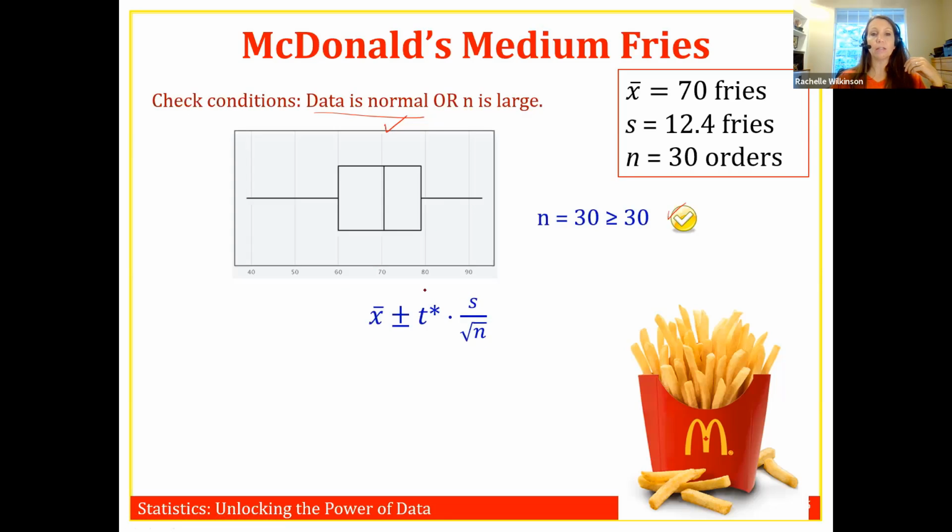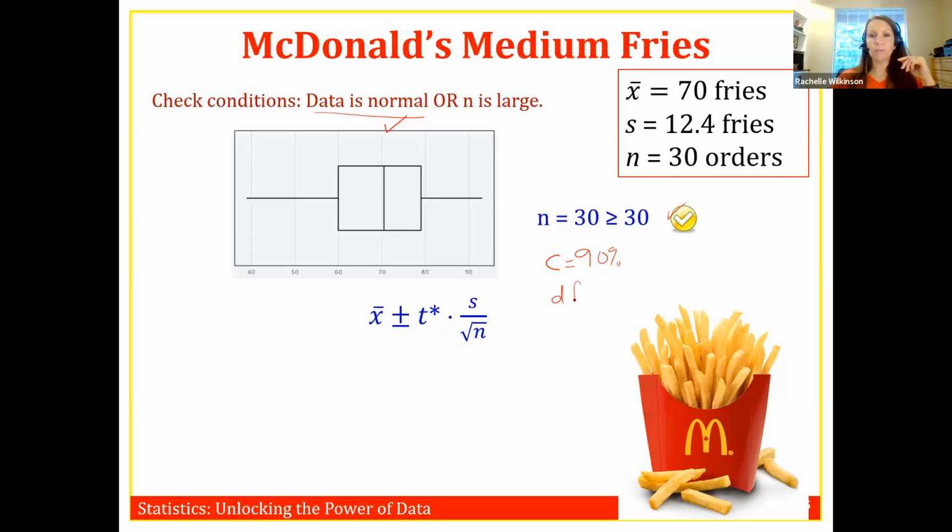So here is the formula for our confidence interval. And I've already got X bar, S, and N figured out here. So I need to figure out my T star. So remember, T star is based on two things: my confidence level, and my degrees of freedom. So for my confidence level, how confident did I want to be? Okay, I think I wanted to be 90% confident, looking back.